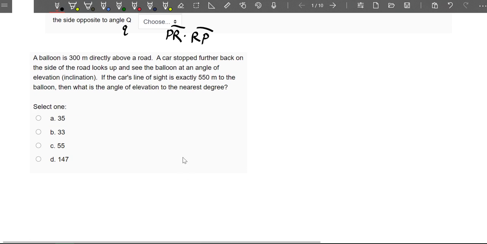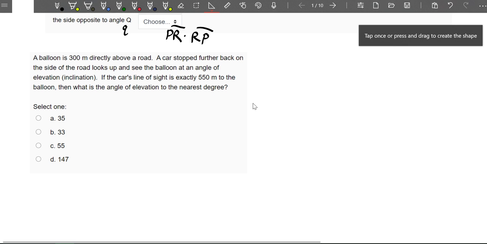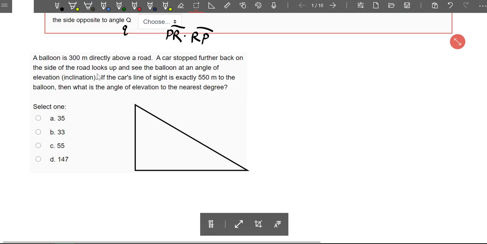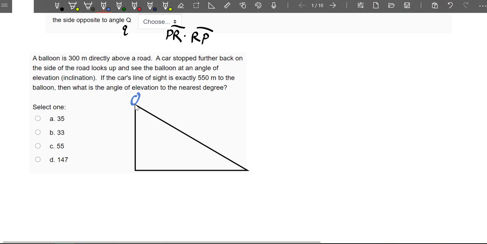For the next question, a balloon is 300 meters directly above the road. I'm going to draw a little triangle here. So there's a balloon up here. That's the balloon. And this side here is 300 meters, it's 300 meters up. A car stopped further back on the road, so there's a car right there. That's the car.